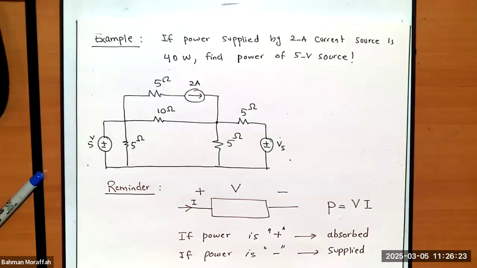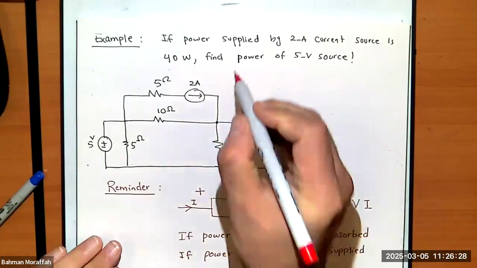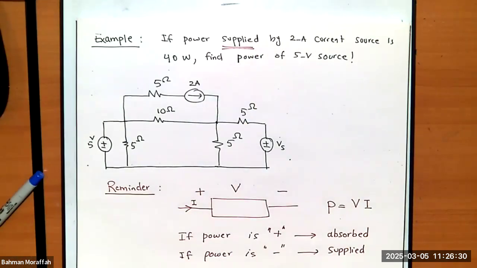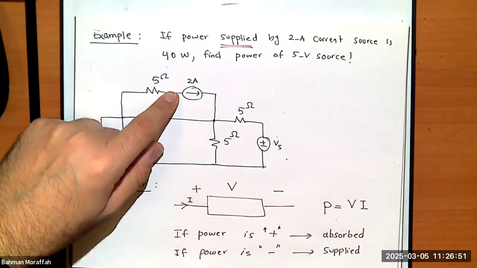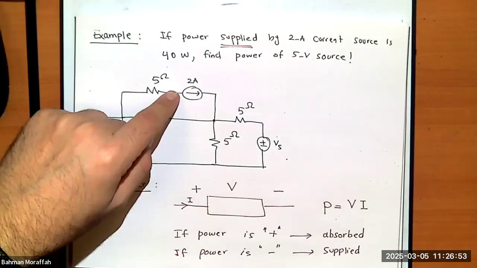So let's see what this question is telling us. The question is telling us power supplied by the 2 amps current source is 40. What does that dictate to us? It basically dictates to us the direction that I have for the voltage. So what is the direction? Is this end positive or negative? It should be negative, right?